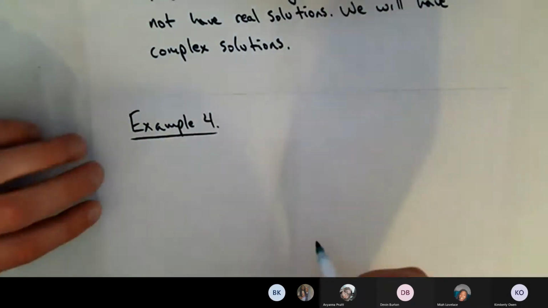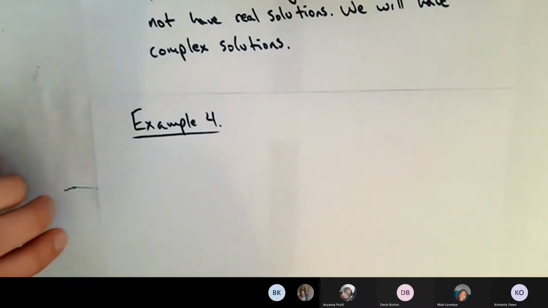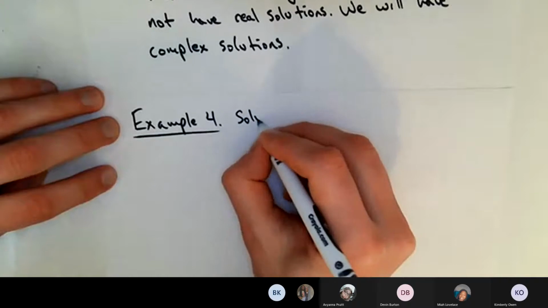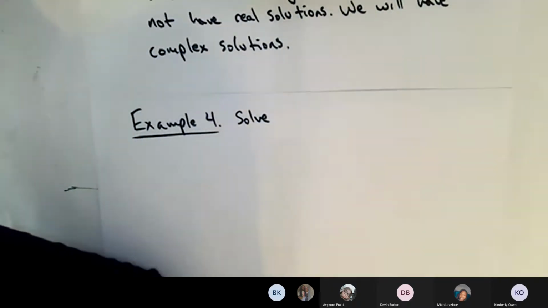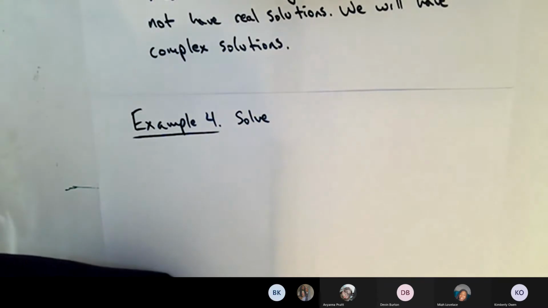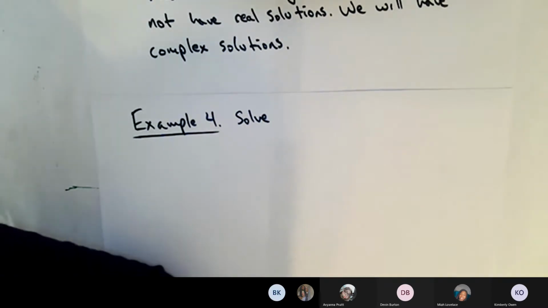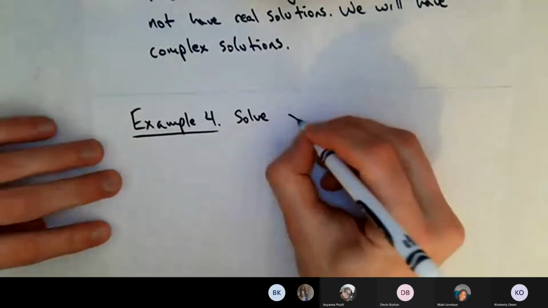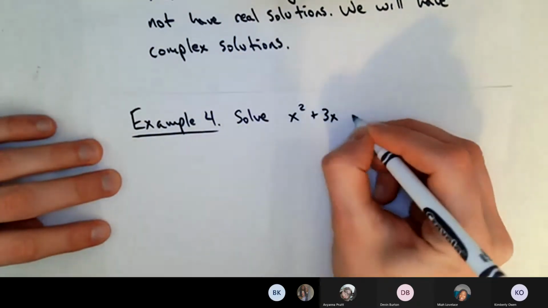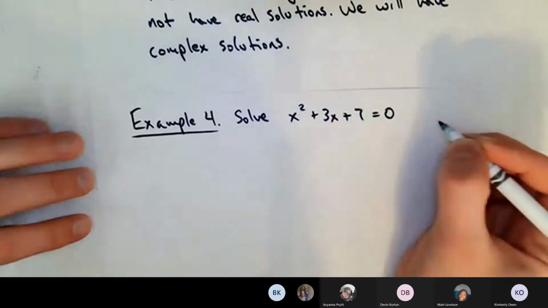Example 4, solve. Okay, let me go to the book because I had some in mind. Which ones did I give y'all? I don't want to use any of those up. x squared plus 3x plus 7 is equal to 0.